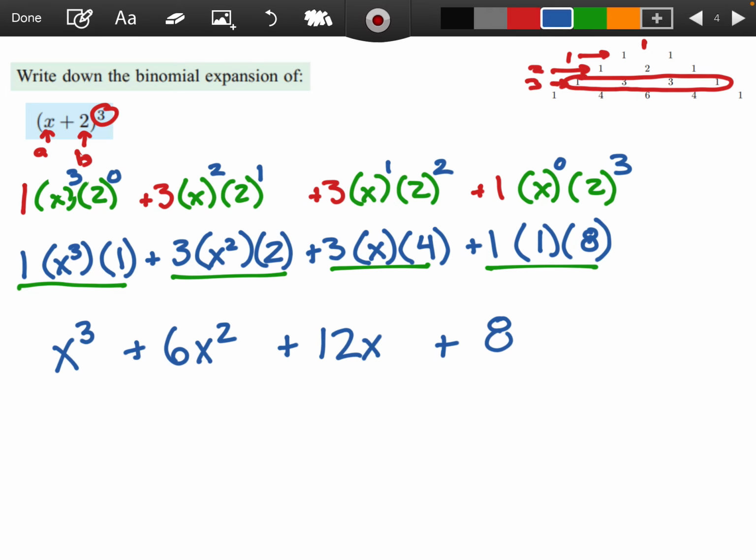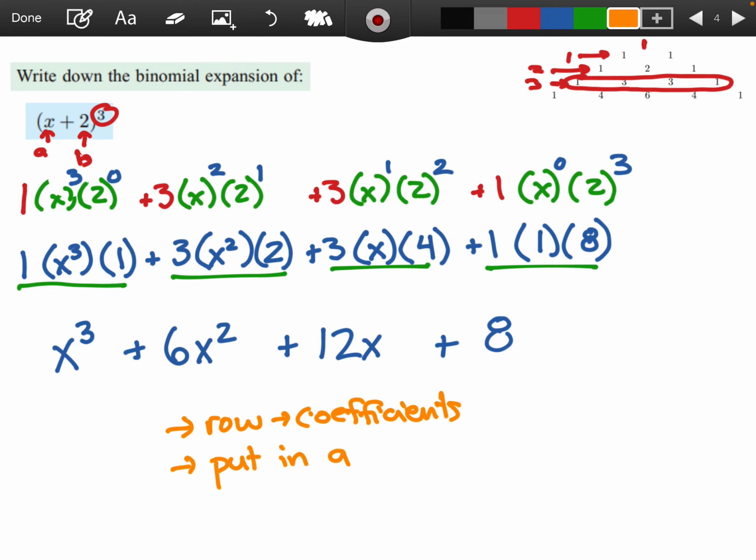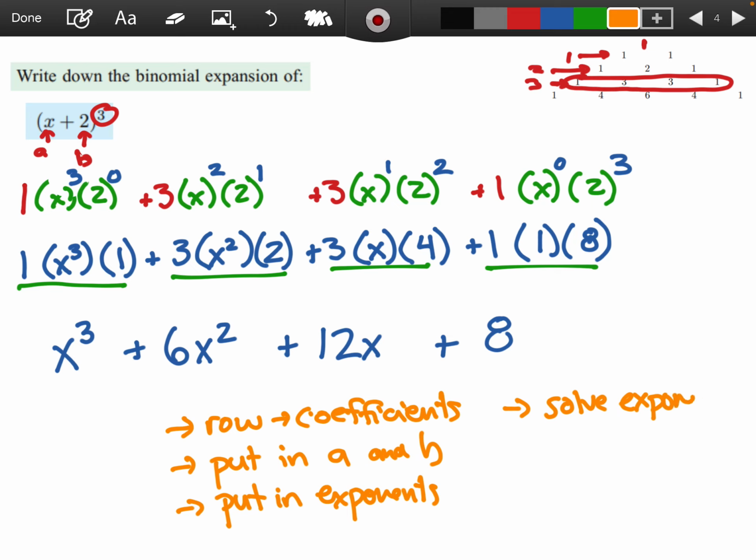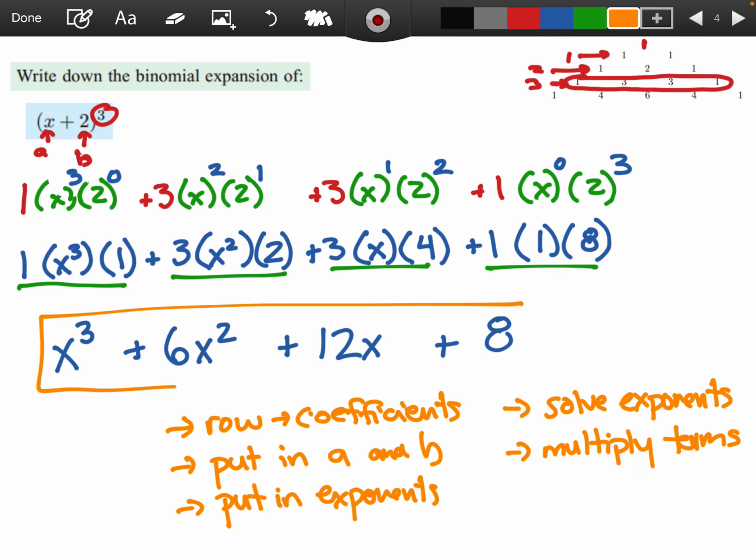Okay, so if you want to break it down into steps, you use the row to determine your coefficients. And then you put in A and B. Then you put in your exponents. Then you solve the exponents. Then you multiply out your terms. And that's finished. So this is your final answer.